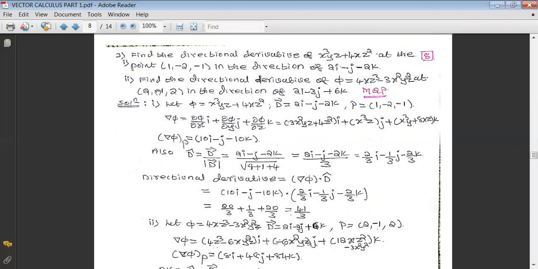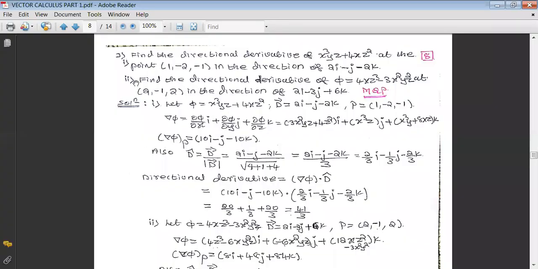Or one more is, find the directional derivative of pi equal to 4xz cube minus 3x square y square z at the point (2, -1, 2) in the direction of 2i minus 3j plus 6k, and this appeared in the model question paper. Now let us try to solve one by one.